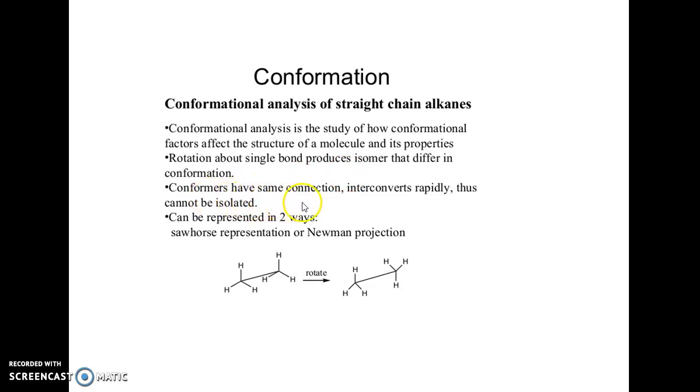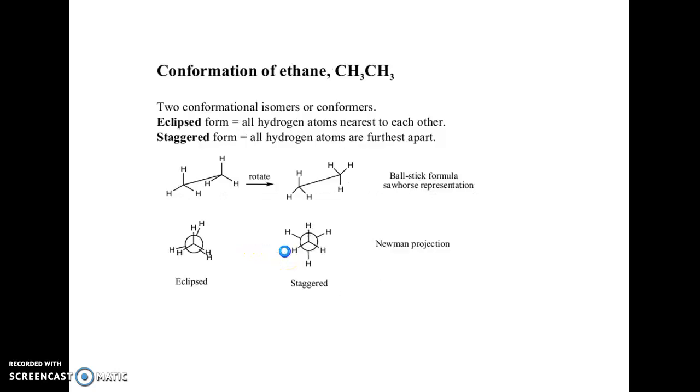These conformers have the same connection and they have interconversion, and thus they cannot be isolated, and they can be represented either by Sawhorse representation or by Newman projection formula. If we take the example of conformation of ethane, having 2 carbons and 6 hydrogens, we have 2 conformers. One is called the eclipsed form, where all the hydrogen atoms are nearest to each other, and the other is the staggered form, where all the hydrogens are farthest apart.